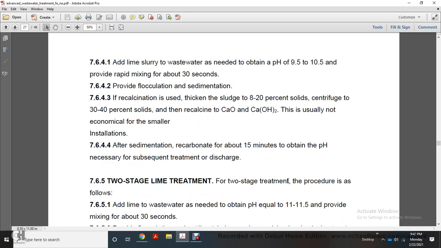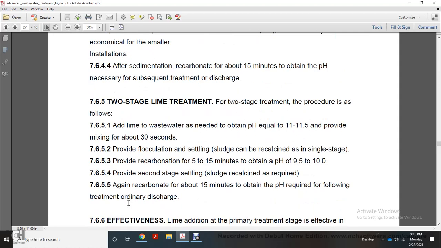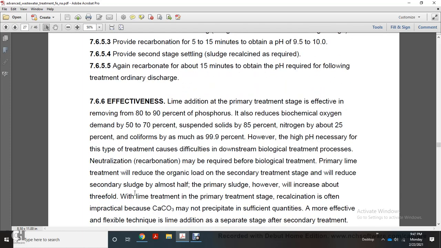Two-stage lime treatment. For two-stage treatment, the procedure is as follows: add lime to wastewater as needed to obtain a pH of 11 to 11.5, providing mixing for about 30 seconds. Provide flocculation and settling. Sludge can be recalcined in a single stage. Recarbonate for 5 to 15 minutes to obtain a pH of 9.5 to 10. Provide second stage sludge calcination as required. Again, recarbonate for about 15 minutes to obtain the pH required for following treatment or discharge.